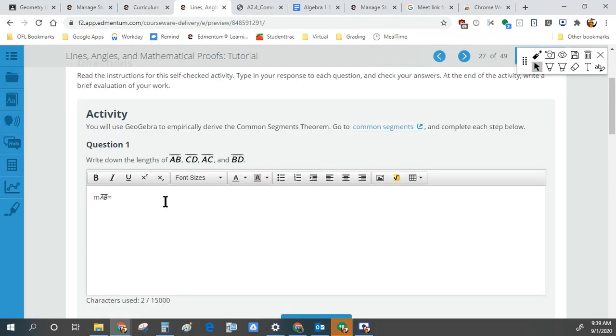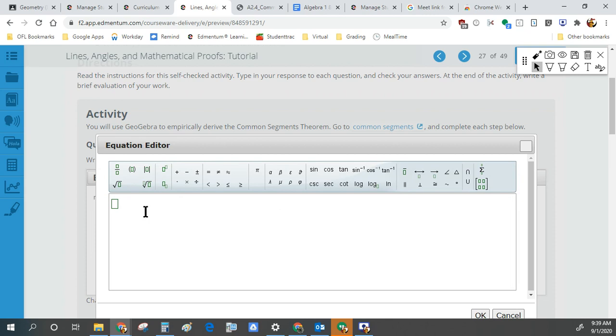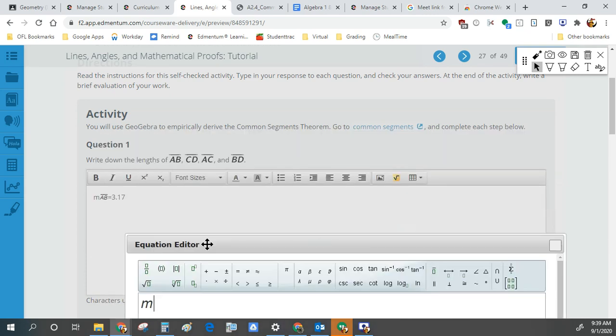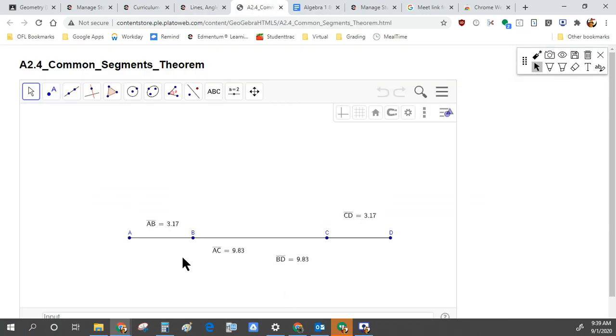So AB is 3.17, and then measurement of, you can move this around. I usually just move this around when I'm trying to do this. Put this little line segment here, CD, and C to D is 3.7.